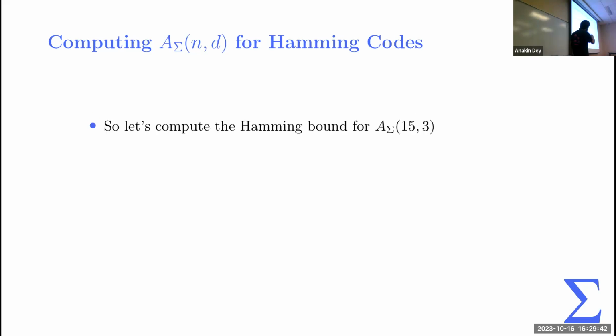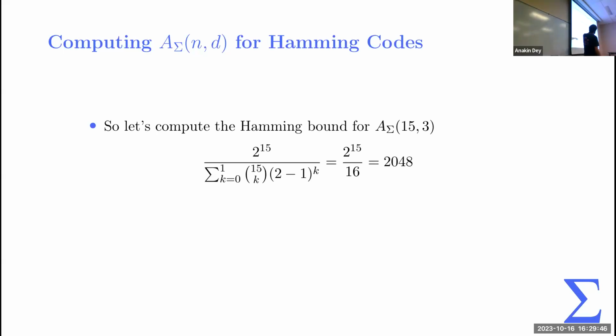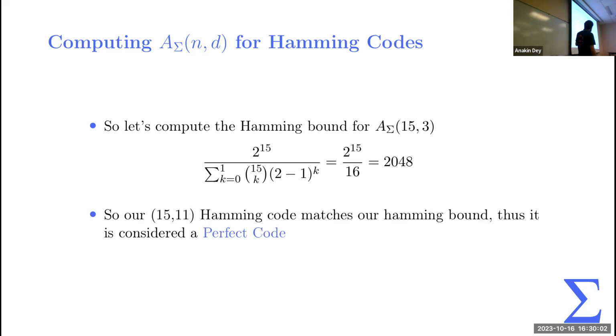And if we compute this Hamming bound for 15,3, we get 2 to the 15, the 2 minus 1 drops out, and we're just doing the sum of 15 choose k for k from 0 to 1, so 1 plus 15 is 16. We get 2 to the 15 over 16, which is 2 to the 4, so we get 2 to the 11, which is 2048. So our 15,11 Hamming code matches the Hamming bound. So it is a perfect code.